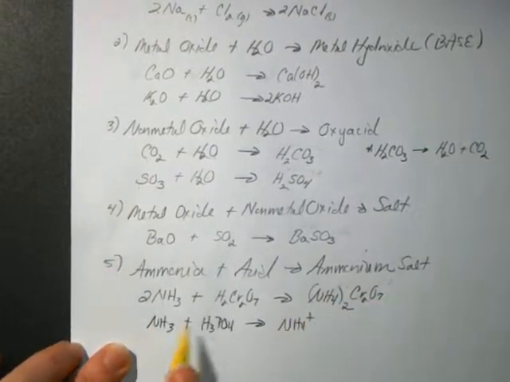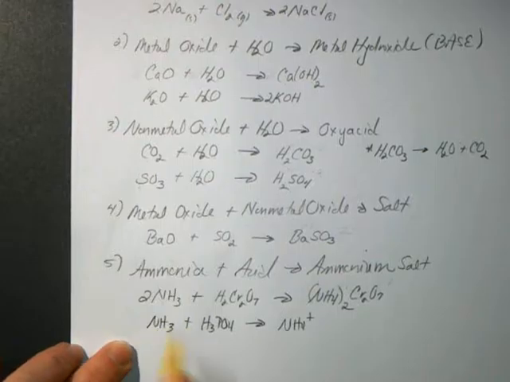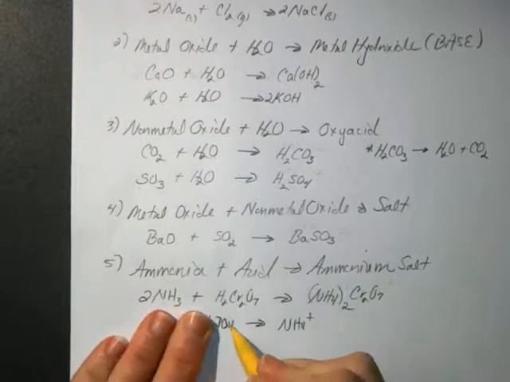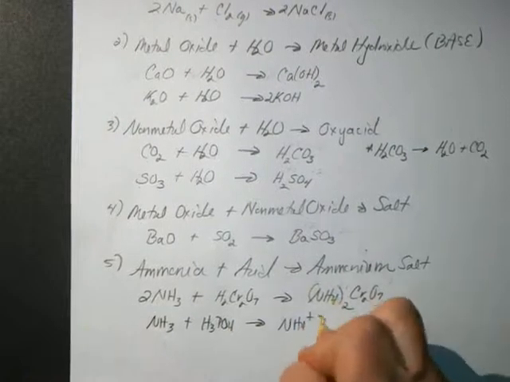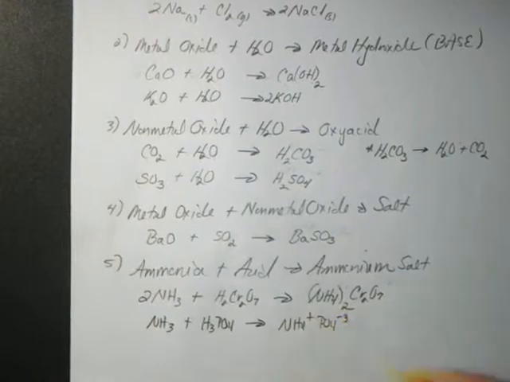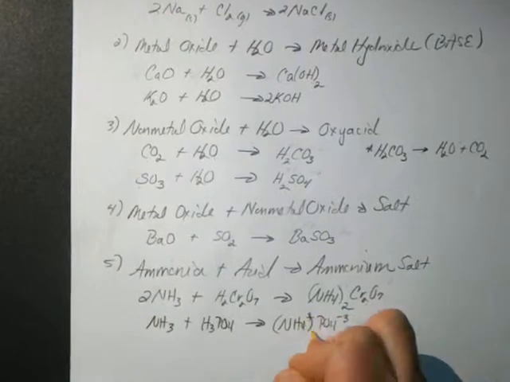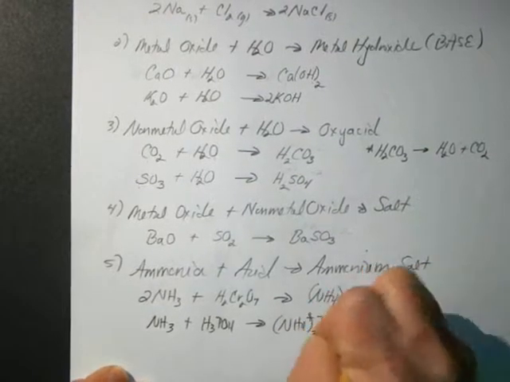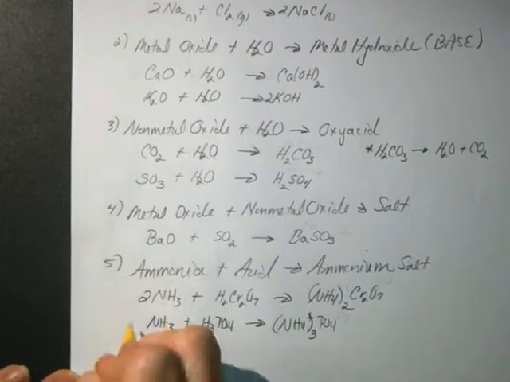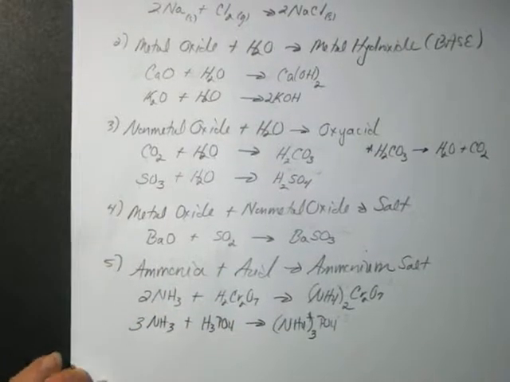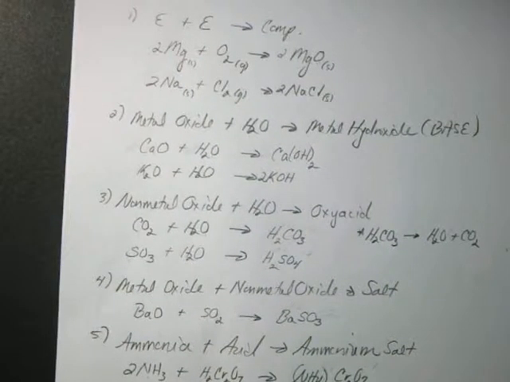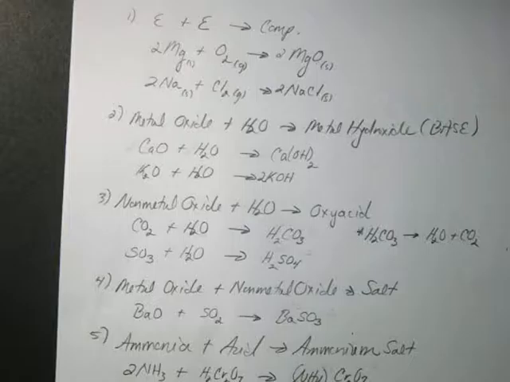It's going to react away all the hydrogens. We'll be left with the anion from the acid. Phosphate is -3, so we need (NH4)3PO4. And then to balance, we'll end up needing a coefficient of 3. So those are the 5 specific types of composition.